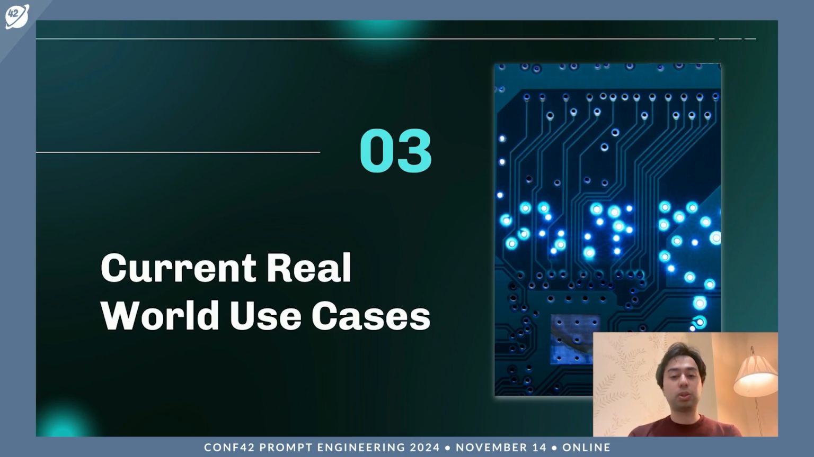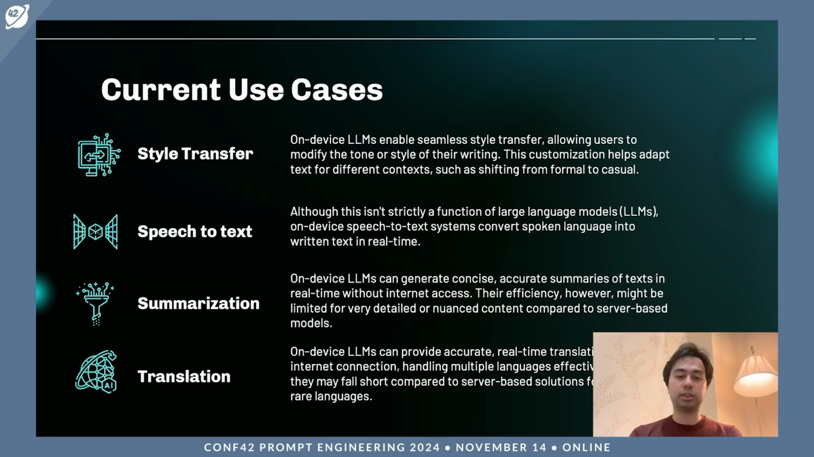Next, let's explore the current real-world use cases for on-device large language models. So these are use cases already out there in the wild. Here's a list of these use cases. Some of these are large language models, and some of these are related technologies which use similar tech to large language models. So style transfer, this is already out there. If you want to convert your email to a more friendly email or a more professional email, this is already possible today with large language models.